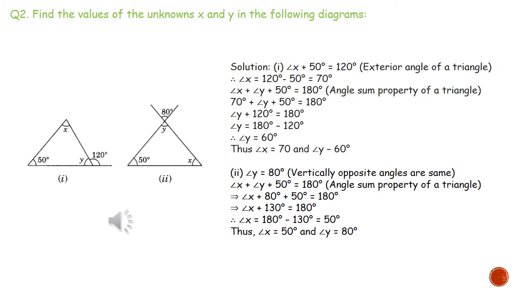Now we can use the angle sum property. x plus y plus 50 is equal to 180 degree, and we have already solved that y is equal to 80 degree. So we can say 50 plus 80 plus x is equal to 180 degree. 130 plus x is equal to 180 degree. So x is equal to 180 minus 130, that is x is equal to 50 degree.